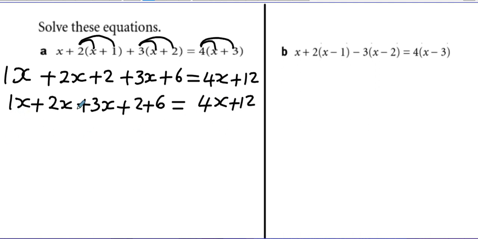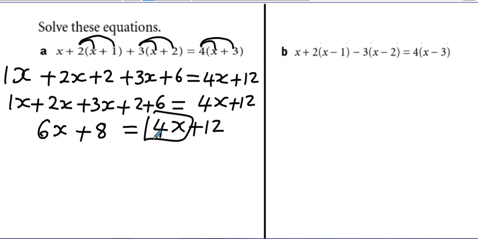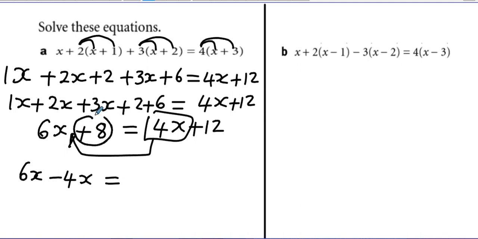Now add the like terms, 1x plus 2x plus 3x, that makes 6x, plus 2 plus 6, that will be plus 8. This will be 4x plus 12. Take this number with the letter, shift it on the left hand side, so this will be 6x minus 4x. Take this number without a letter, shift it on the right hand side, so it will be 12 minus 8.